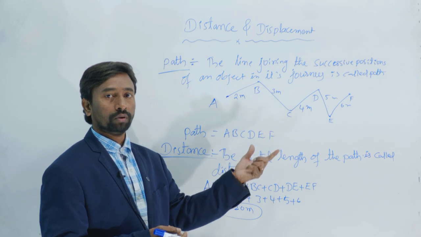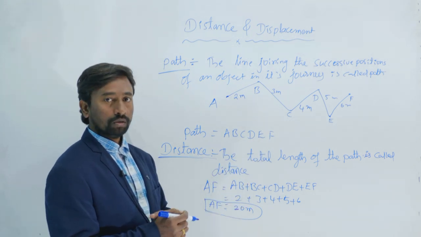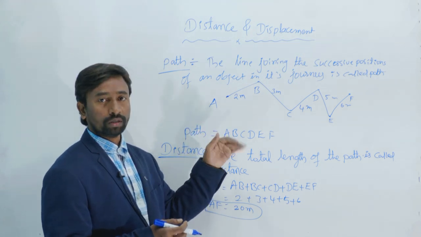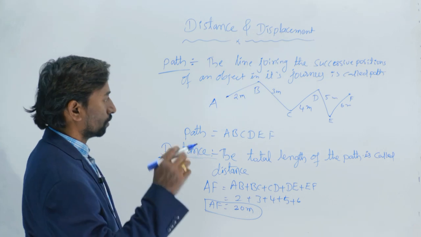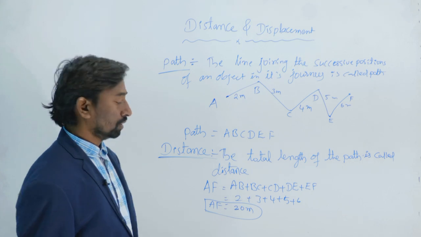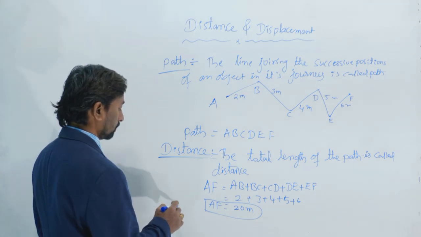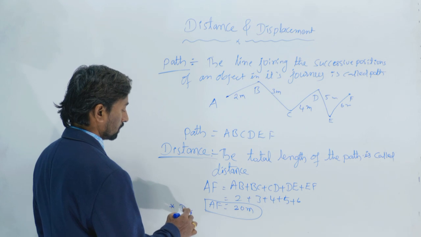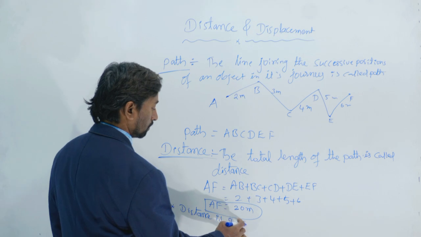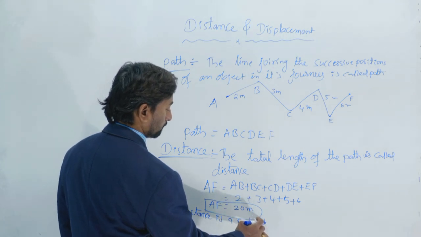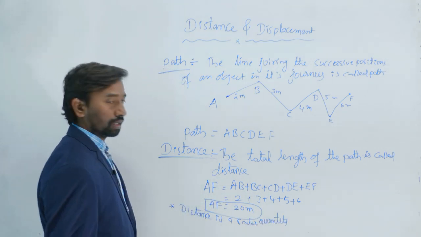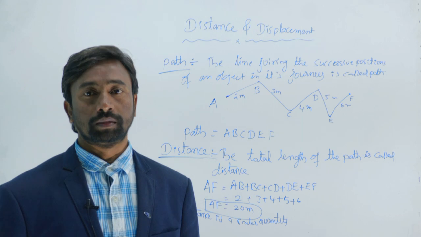The numerical value followed by its unit is called the magnitude. So distance has only magnitude, there is no direction. Such quantities, as we learned in the first chapter, are known as scalar quantities. So distance is a scalar quantity.